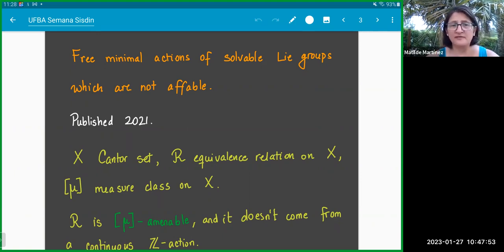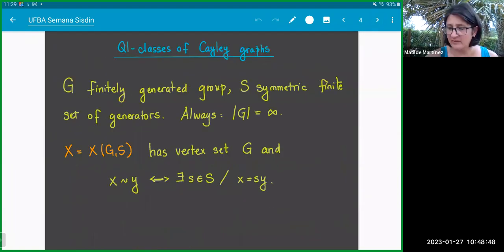So if anyone is curious and finds some of these words attractive, I'll just say one slide. This was originally meant to be an example of the following thing: if you have a Cantor set, an equivalence relation on this Cantor set, together with a measure class, such that the relation was amenable with respect to this measure class, but which didn't come from a continuous action of the group Z. So it didn't come from a continuous discrete dynamical system. And for some reason that is explained in the paper, we were interested in this. So that's not what I'll be speaking about today at all. Today I'll be speaking about something else.